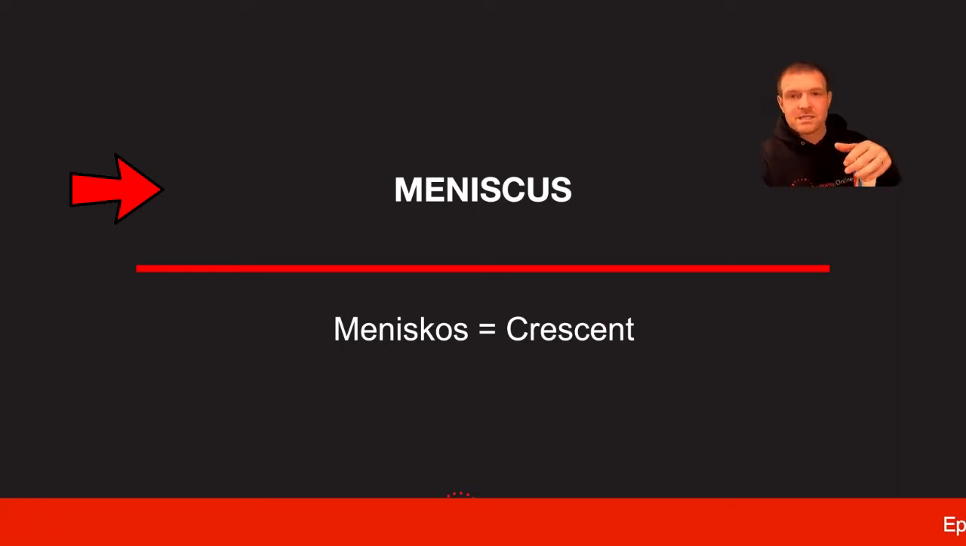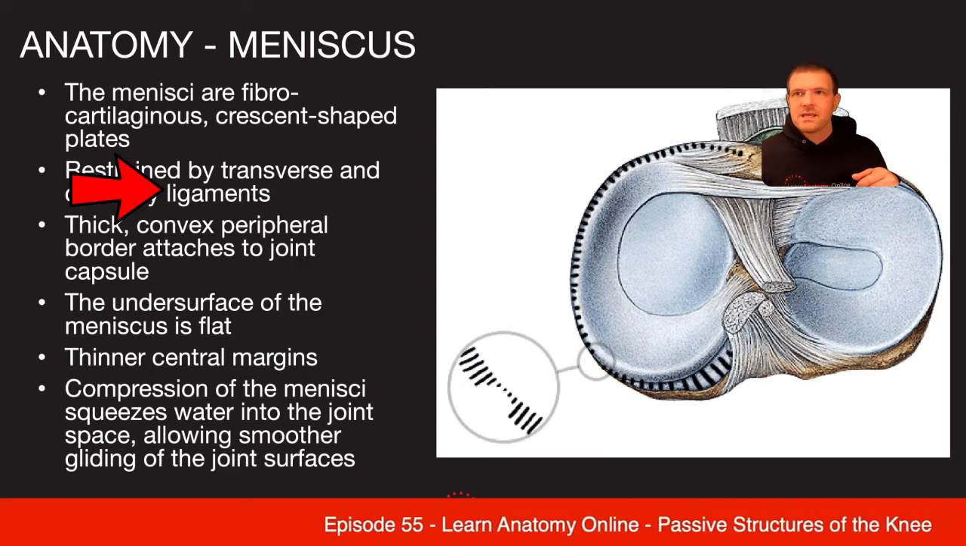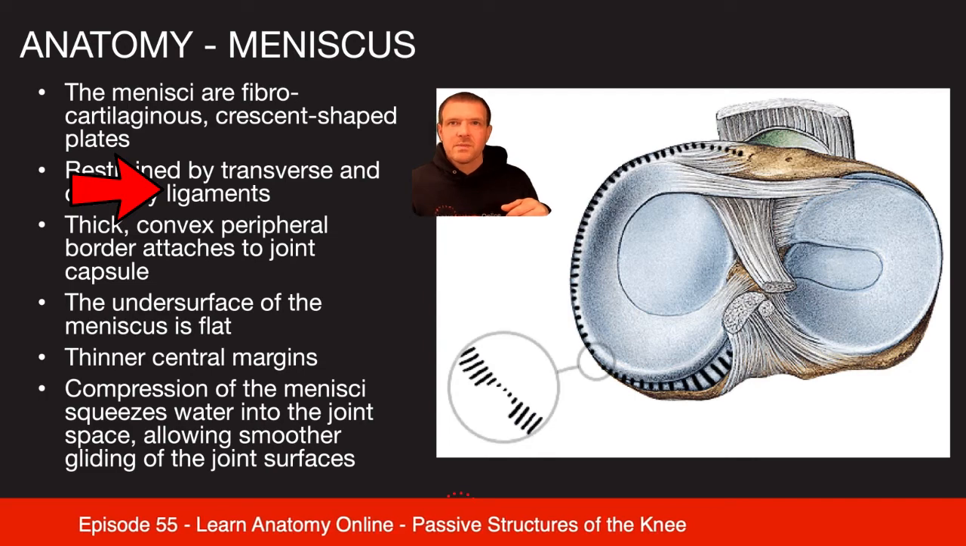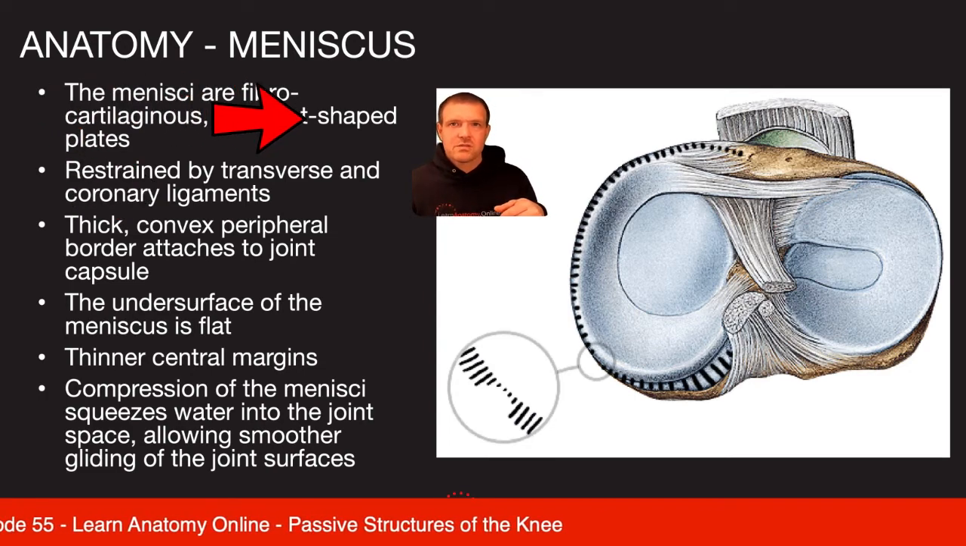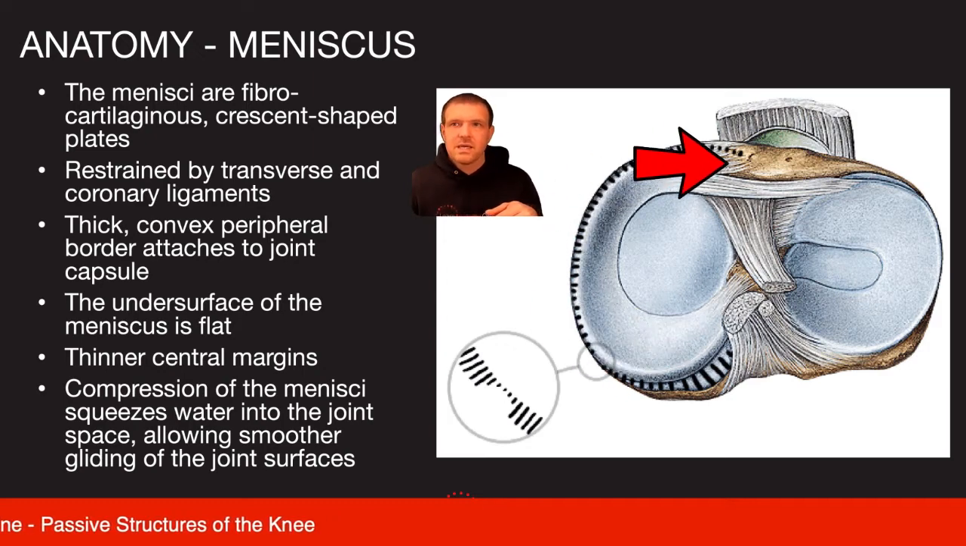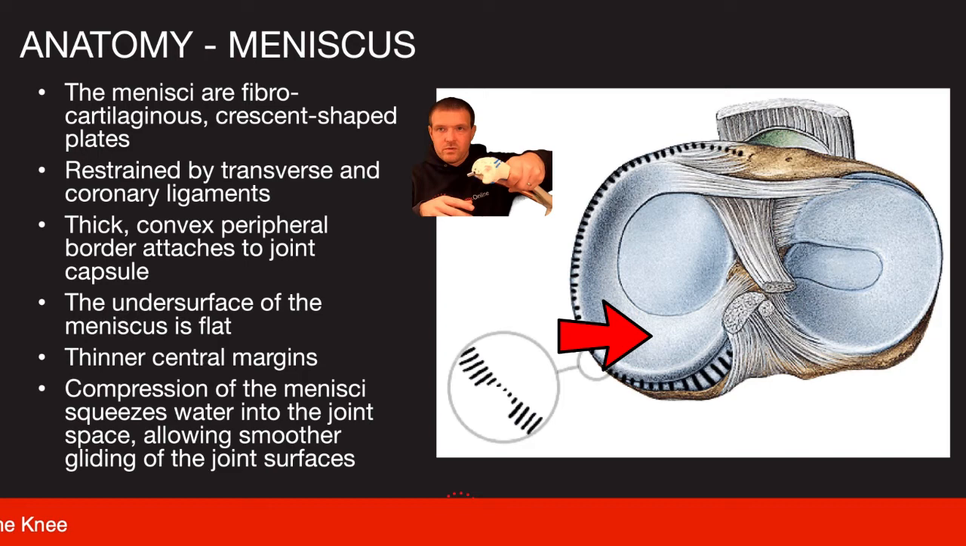So meniscus. Meniskos means crescent. Meniskos is Greek, and that's why we get the word meniscus. That's where it comes from, and this is what they are like. The meniscus are fibrocartilaginous crescent-shaped plates, and they sit on top of the tibial condyles just there. This is a top-down view of your tibia, looking from the top.